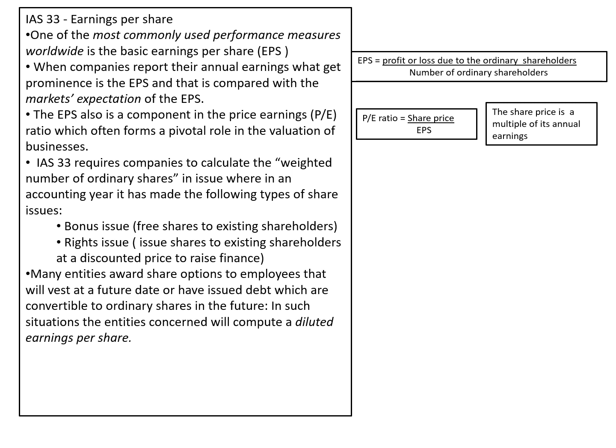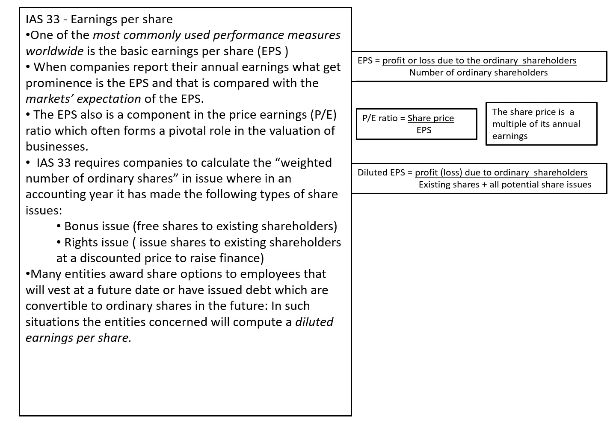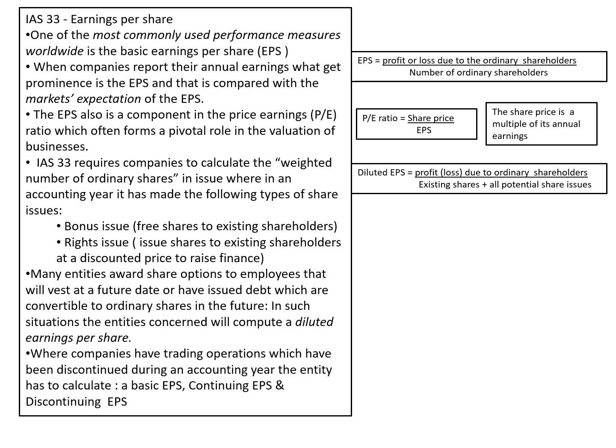In such situations, the entities concerned will compute a diluted earnings per share. So again, how do we work out the diluted earnings per share? It's the profit or loss due to the ordinary shareholders, divided by the existing shares plus the potential share issues, which is the weighted average shares in one single number.